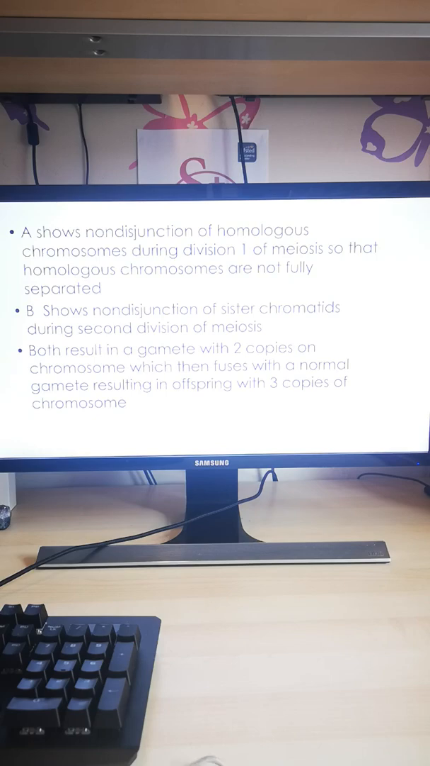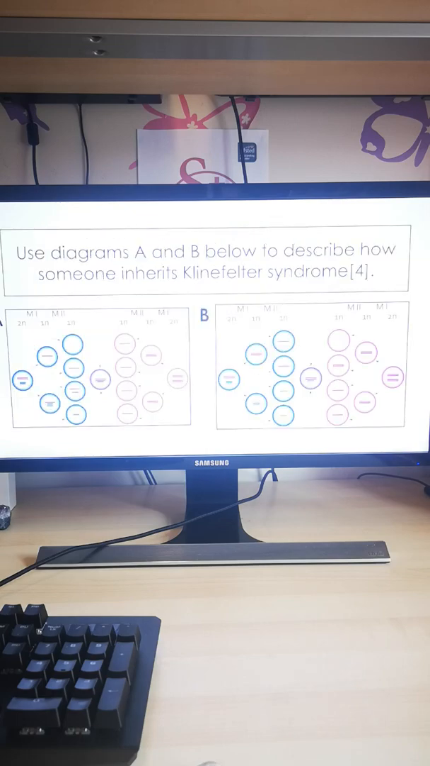B shows non-disjunction of the sister chromatids. That one's a bit easier to spot. But what both show is that the gametes that are produced, that are the faulty ones, are the ones that contain additional chromosomes. So this is from mother and this is from father.